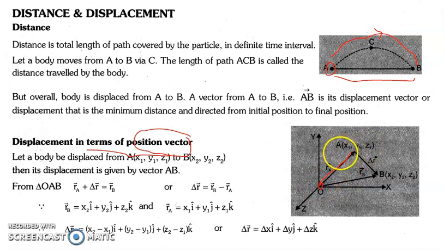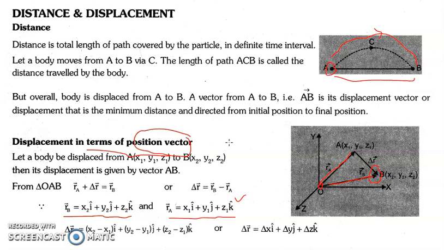For example, this is the point A, x1, y1 and z1, so its position vector would be x1 i cap plus y1 j cap plus z1 k cap. Now i, j and k are the unit vectors in x, y and z directions correspondingly. In the same way, the point B has coordinates x2, y2 and z2, so the position vector of B, that is r_B, would be x2 i cap plus y2 j cap plus z2 k cap. I am repeating it again: i cap means in terms of x, j cap means in terms of y, and k cap means in terms of z.